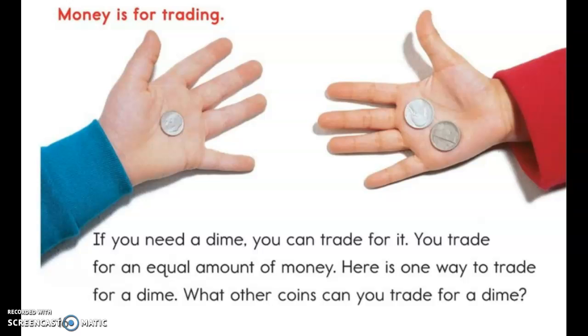Now, you can use money for trading. So he has 1 dime, which is worth 10 cents, and Lily here, I think, has 2 nickels. So this is a dime worth 10 cents. And these 2 nickels are 5, 10 also. Would it be fair to trade? Yes, they have equal value. So if you need a dime, you can trade for it. You trade for an equal amount of money.